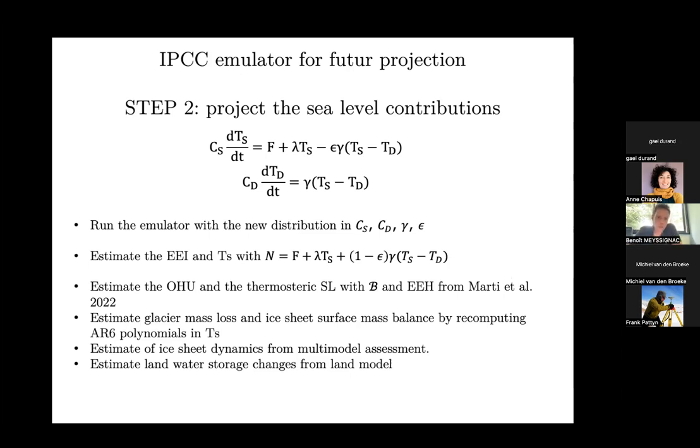climate model simulations. And then they use the estimate of the ice sheet dynamics from the multimodel assessment of the ISMIP and the land water storage changes from land models, which are forced with surface temperature. So that's the way it is done in the AR6. So how do we adapt this in our case?